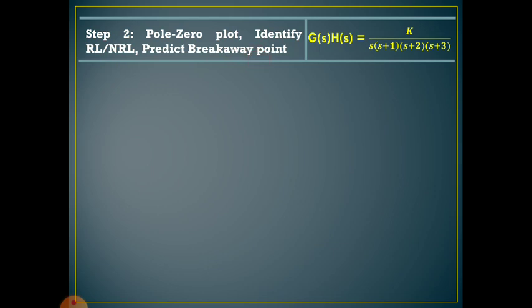So step 2 is plot the pole zero plot, identify root locus or no root locus region, predict breakaway point. So we will start by plotting the pole zero plot. The pole zero plot is plotted on the S-plane. S-plane is nothing but a two-dimensional space where you can plot a complex root. Your x-axis is nothing but real axis represented by sigma, and y-axis is nothing but imaginary axis represented by j omega. In the x-axis you can plot the real numbers, and in the imaginary axis you can plot the imaginary numbers.